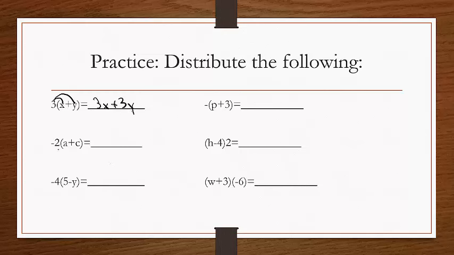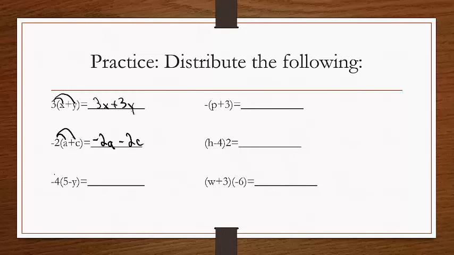We're going to actually go down here. Just be careful this time because this is not a 2, it's a negative 2. So I have negative 2 times a. That's going to make negative 2a. Remember that when you multiply a negative and a positive, you will get a negative. Negative 2 times a positive c is a negative 2c. So that's my simplified expression.